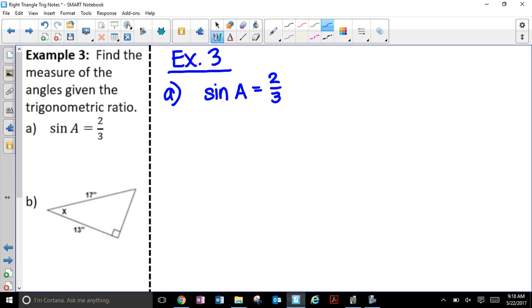Okay, so the inverse of adding is subtracting. The inverse of multiplying is dividing. The inverse of doing sine is what we call inverse sine, which looks like this. So I'm going to do that on both sides. It's sine with a little -1 exponent. So then what happens is these will cancel. So A is going to equal what you get when you type this in your calculator.